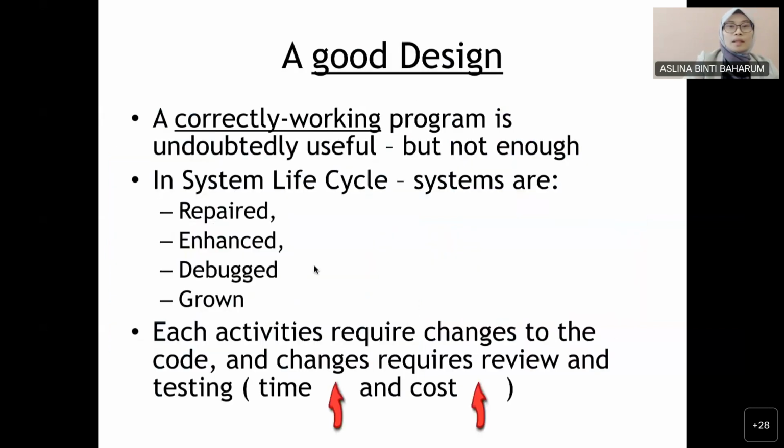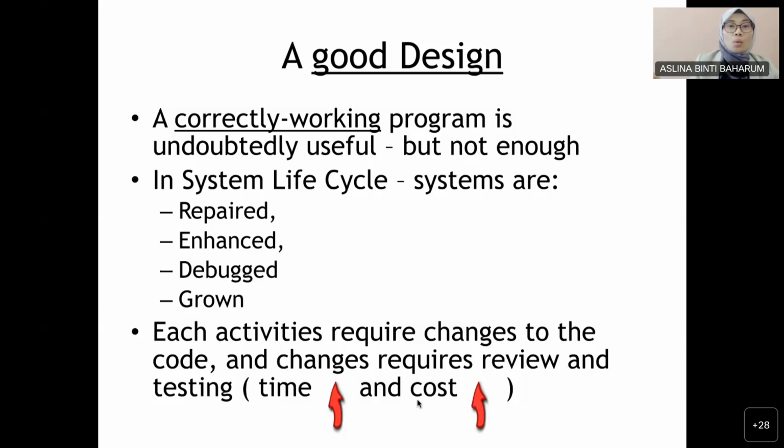So let's talk about good design. A good design should be a correctly working program. Of course, when we have software, it should work correctly. In the system life cycle, developing a system involves repairing, enhancement, debugging, and also evolution. Each activity requires changes in the code, testing, and review, so it will take time and cost.